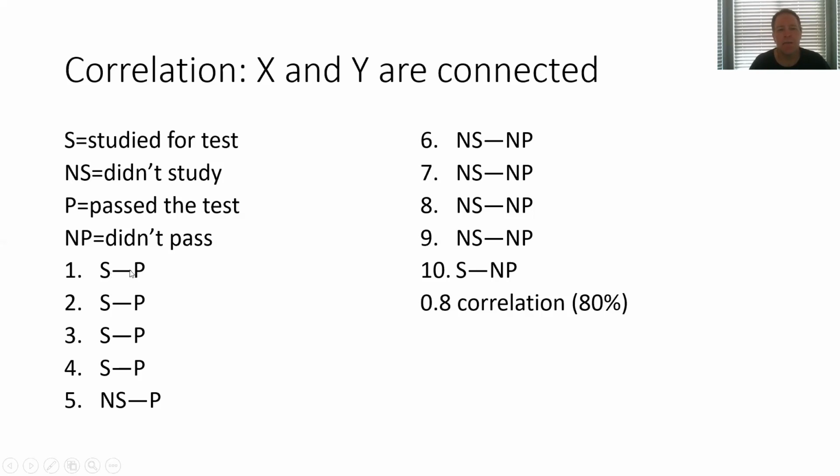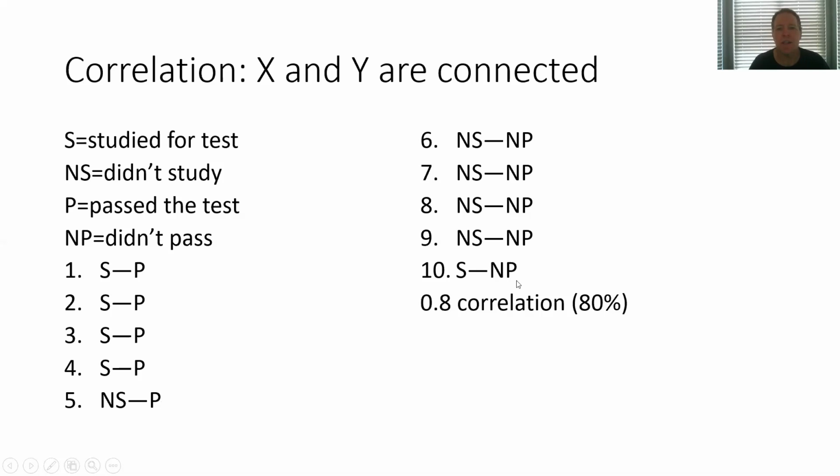Student 1 studied, passed. Student 2 studied and passed. Student 3 studied and passed. Student 4 studied and passed. And then there's that smarty pants who never has to study, and she still passed. And then number 6 didn't study, didn't pass. 7 didn't study, didn't pass. Didn't study, didn't pass. And then this poor number 10 studied, still didn't pass.